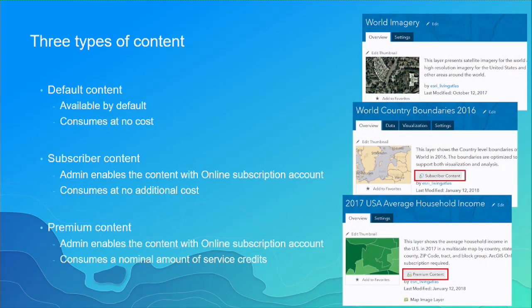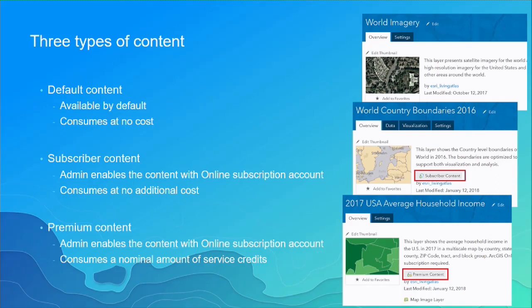So there are three types of content: default content, subscriber content, and premium content. It is borrowed from the idea in ArcGIS Online. Default content is a small set of layers, web maps, apps, and scenes, just to give you a taste of what kind of content we provide in Enterprise. It is available by default after your Enterprise deployment, and consuming such content is without any cost.